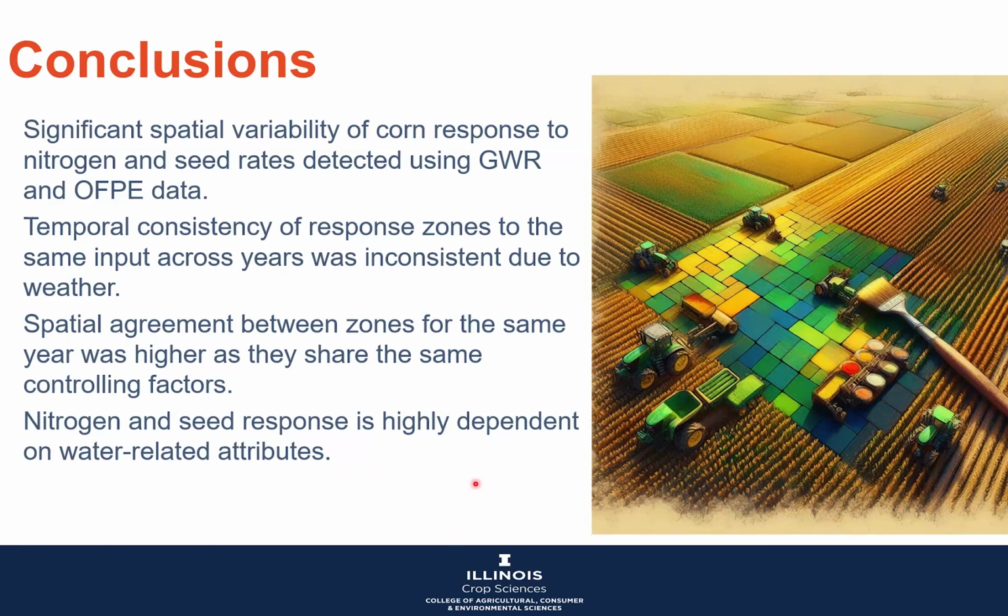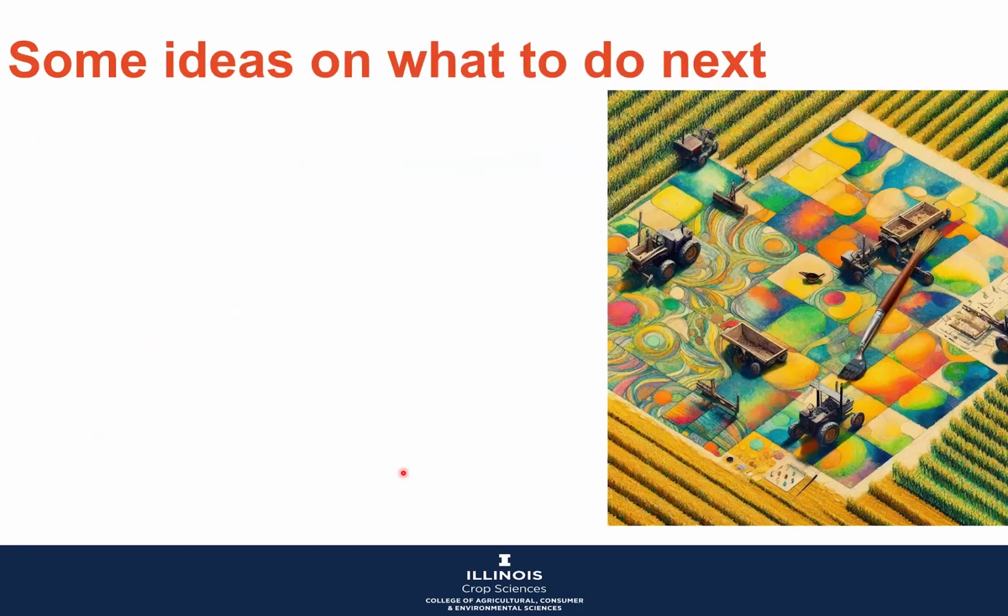So nitrogen and seed responses are highly dependent on water-related attributes too. So the maps that you saw early on when you fly over Champaign at landing, what is showing is that there is an impact associated with the hydrology that is happening underneath the ground.